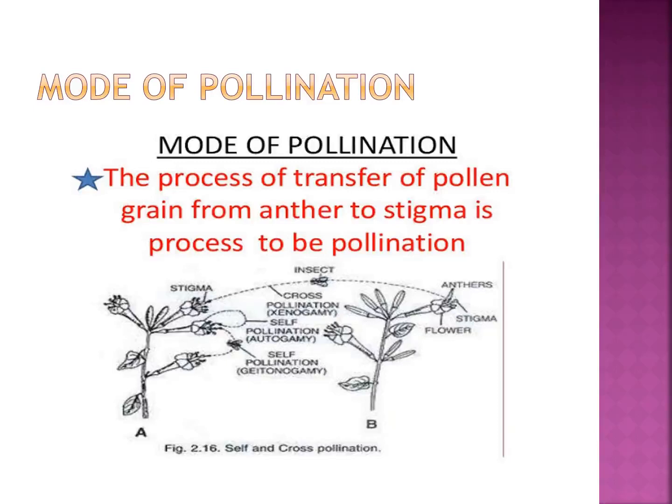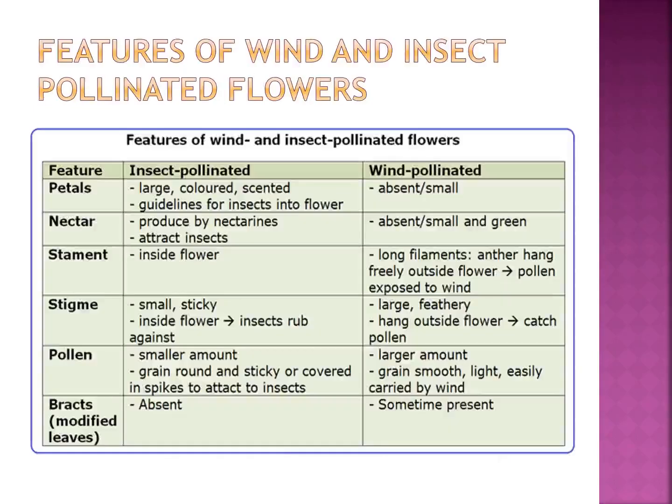Now the process of transfer of pollen grain from anther to stigma is the process of pollination. Next one. So I already told. So features of wind and insect pollinated flowers. So some characters.